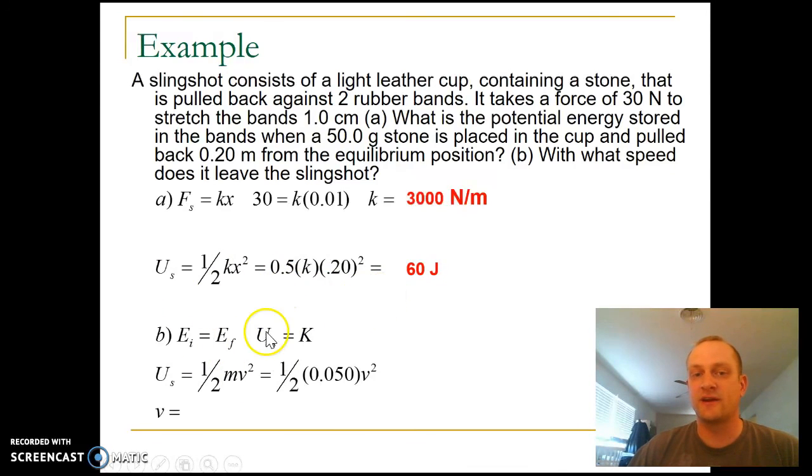Now we look at the conservation of energy. If I pull it back and I store 60 joules of energy, when I release it, that potential energy gets converted into kinetic. And so I'm going to have 60 joules of kinetic energy when the slingshot is released. So I can set that initial energy, my potential, equal to the final energy, which is 1/2 mv squared, the kinetic energy. Plug in the values that I know. U of s here is 60, and the mass I know is 0.05 because it was a 50-gram stone. Solve for v. It's going to be moving at 49 meters a second.